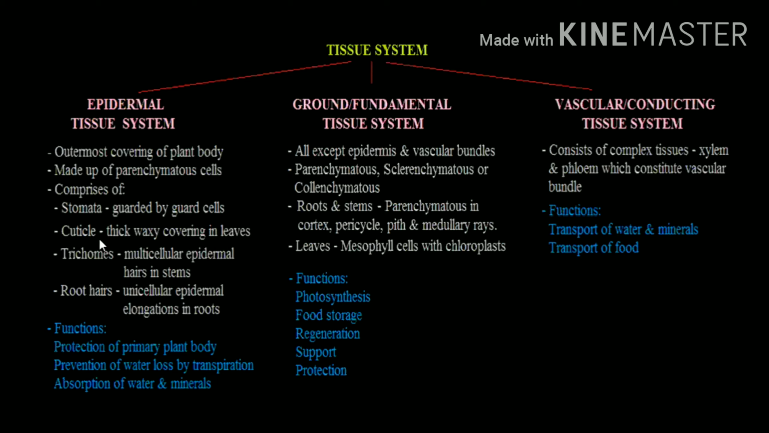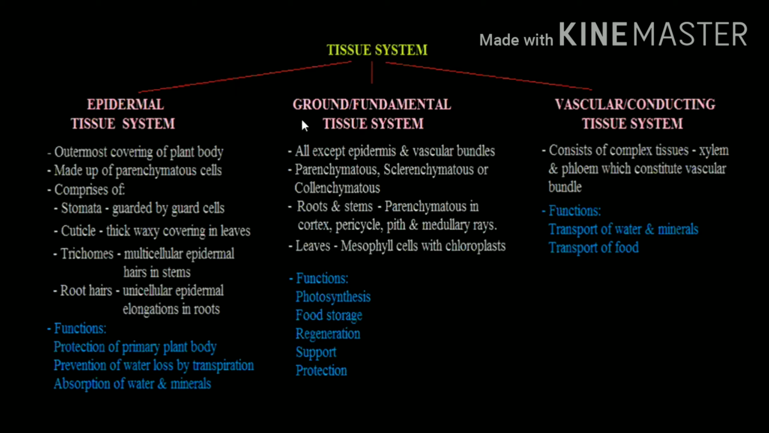Leaves also have a cuticle, which is a thick waxy covering that prevents water loss. Trichomes are epidermal modifications. These are multicellular epidermal hairs in the stem, and root hairs are present. They are unicellular epidermal elongations in the root. Generally, the functions of the epidermal tissue system include protection of the primary plant body, prevention of water loss by transpiration, as well as absorption of water and minerals, which is performed by the root hairs.